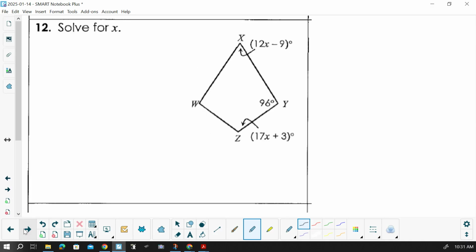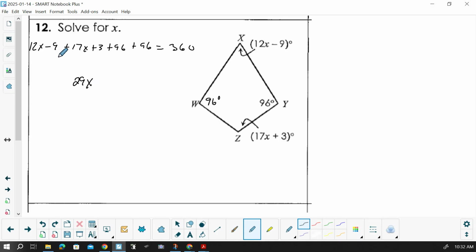Okay. Let's see here. Number 12. 96, 96. This is not equal to this. But what I do know is all these together add up to 360, right? That's going to be kind of a big question. It'll get a lot smaller real quick. I'm going to add all these up. X plus 3 plus 96 plus 96 equals 360. Let's put all these together, the 12x and the 17x makes 29x.